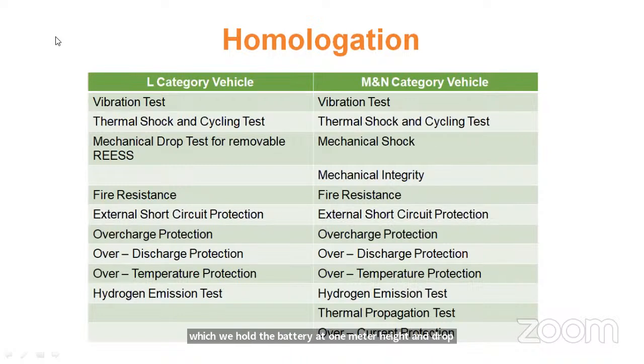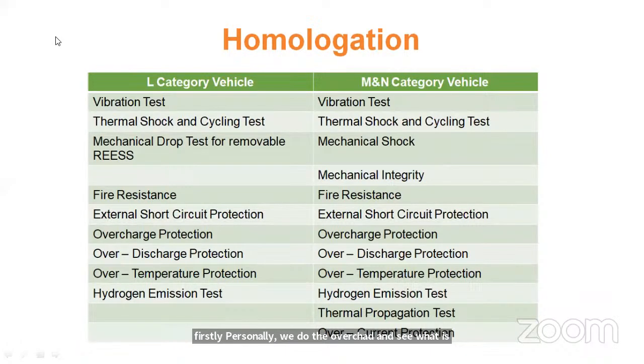Fire resistance test is there. In fire resistance test, what will be happening? We heat up the battery by fire at a particular height, and it should not explode. It should not melt. This is the passing criteria. Then again, external short circuit protection is the short circuit test we do. Overcharge protection, we forcefully do the overcharge and see what happens. And again, the same pass fail criteria is there.